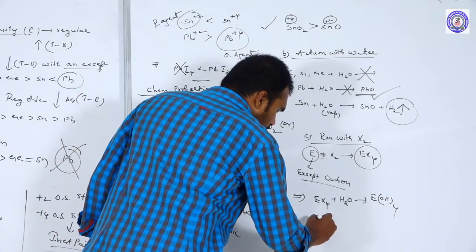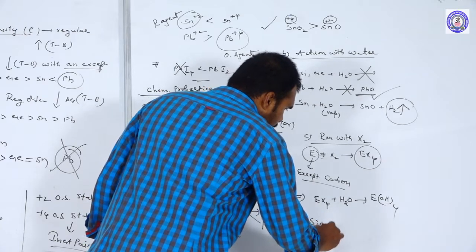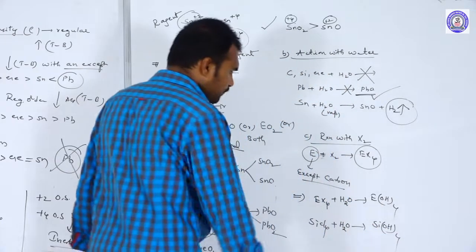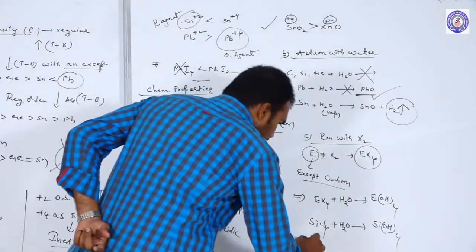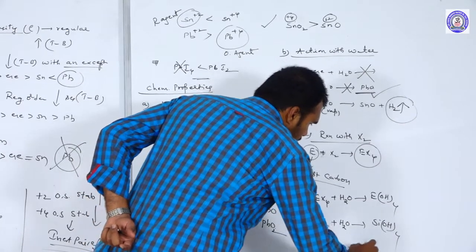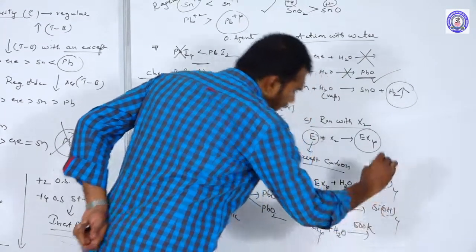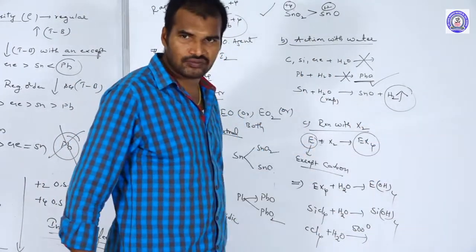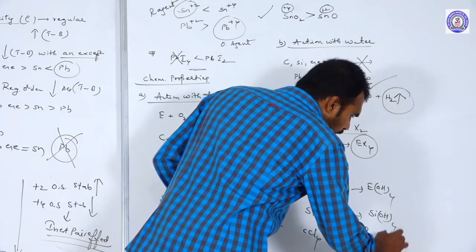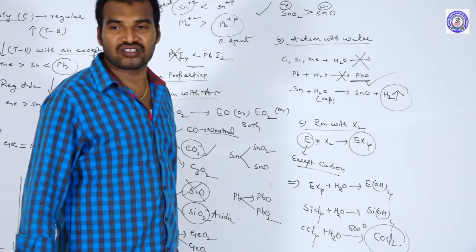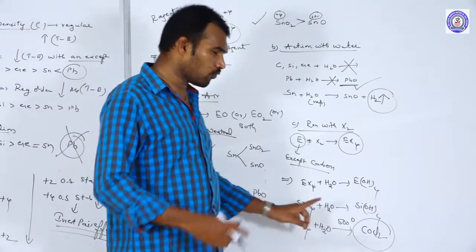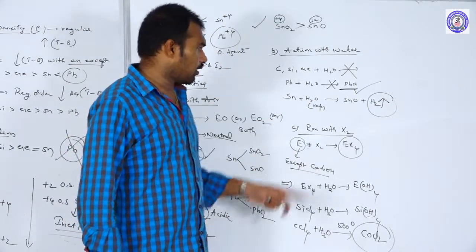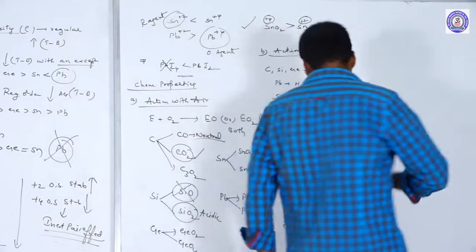For example, SiCl4, on hydrolysis, what will come? Si(OH)4, silicic acid. Okay, CCl4 on reaction with water at 500 kelvins. Remember that CCl4 on reaction with water vapor at 500 degrees will give a poisonous gas, that is what? COCl2, phosgene will come. Phosgene. CCl4 on hydrolysis, what are we getting? COCl2 will come.